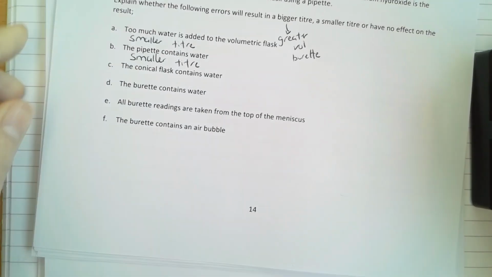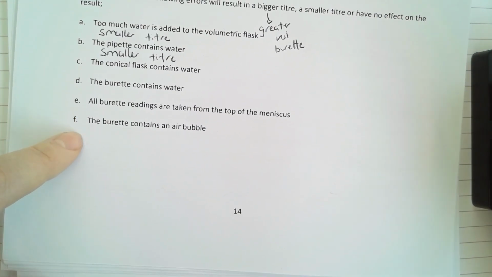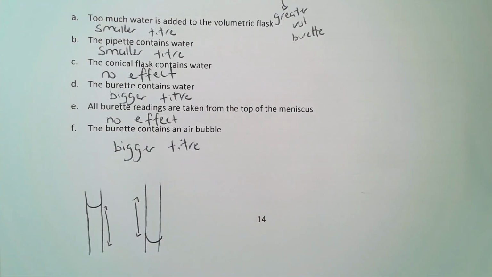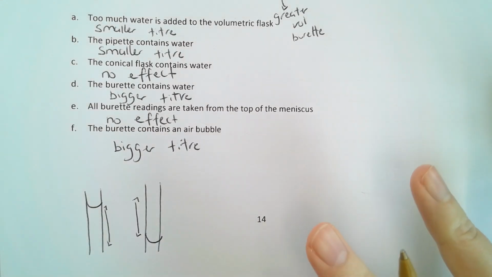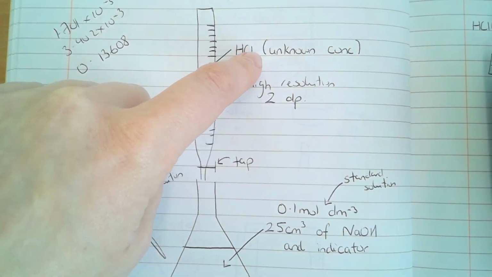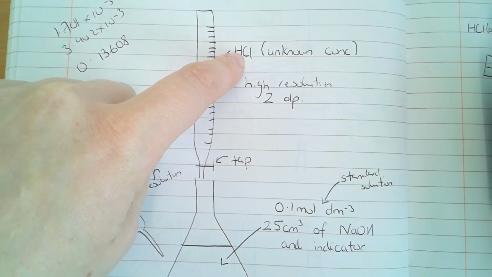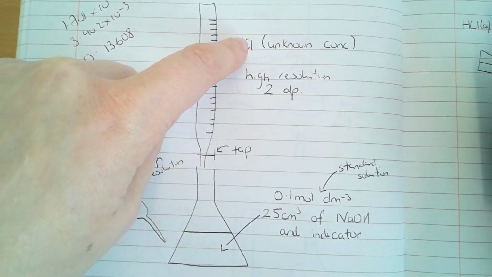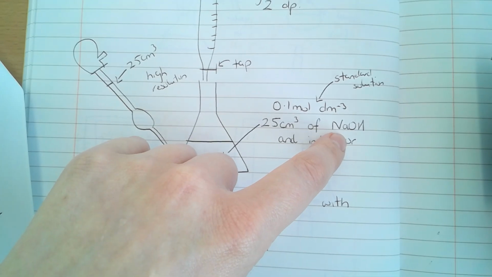The next three I'm just going to let you have a go by yourself. Try and do D, E and F. See if you can work out the effects on the titer. Alright, the last three should be bigger, no effect, and bigger. Hopefully D is okay. If you've got some water in your burette, then you don't have as much HCl as you think you do. If your HCl is more dilute, then you're going to need more of it to neutralise your NaOH. So D is going to be a bigger titer.